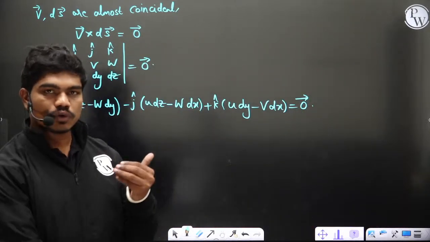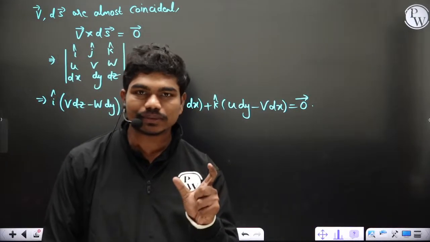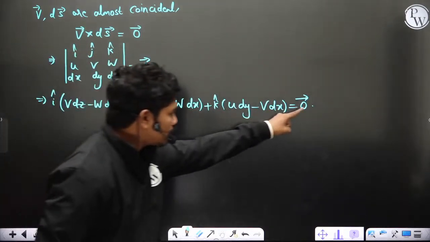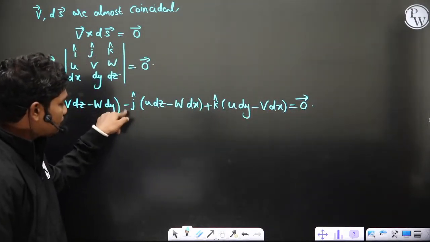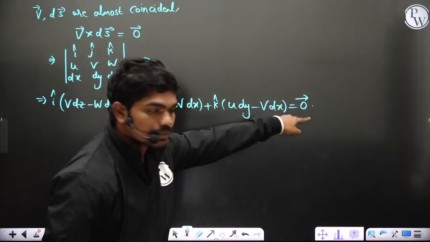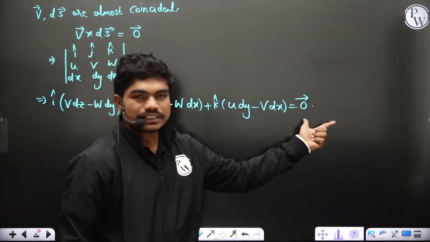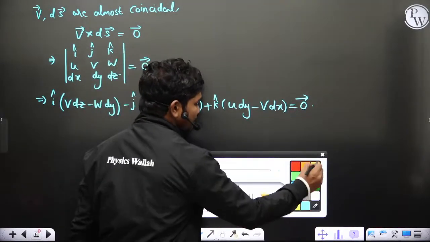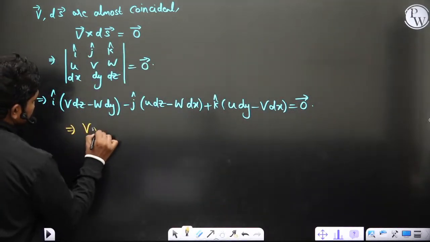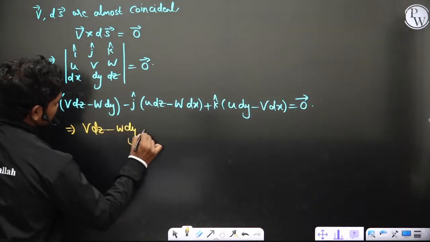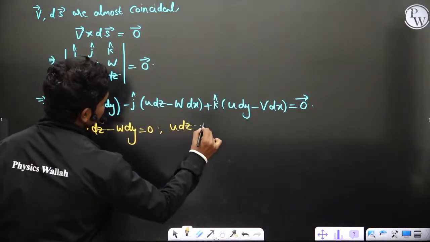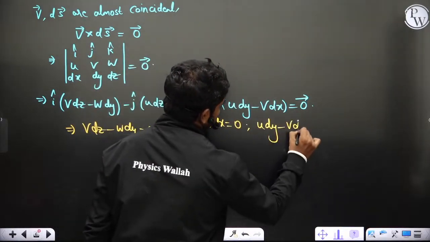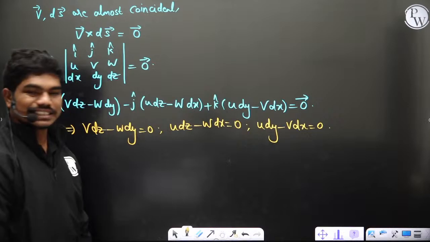Now you know if two vectors are equal, then definitely their components must be the same, correct? Meaning the i component of this should be the same as the i component of this, the j component of this should be the same as the j component of this, of course with a plus or minus sign. Then the k component of this should be equal to the k component of this. But in this vector, all three components are zeros, correct? X component, y component, z component, all these are zeros. So from here, what you can understand is v dz minus w dy is equal to 0, u dz minus w dx is equal to 0, and u dy minus v dx is equal to 0 actually. Okay, so this is what you have.